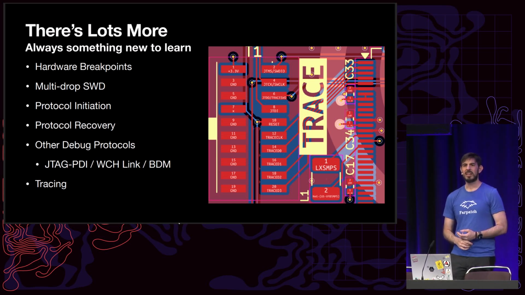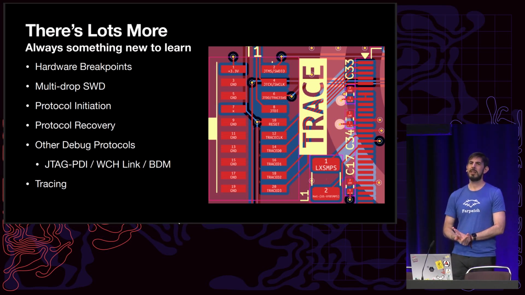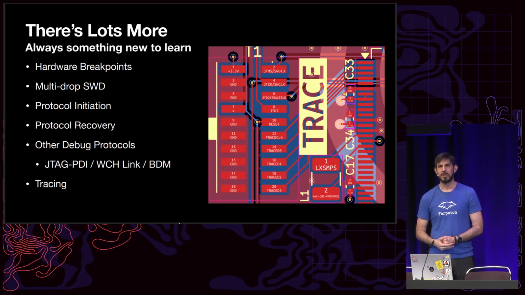We also didn't talk about any other debug protocols. There's JTAG PDI, which is how you do JTAG to AVR chips. There's WCH link, which is how you do a one-wire debug to some of the very cheap CH32, the very cheap 20-cent microcontrollers. BDM is the background debug mode that NXP has for their little 8-bit microcontrollers. There's lots more available out there. But anytime you encounter a new protocol, just ask yourself if you have those 8 things that we talked about earlier to let you know if it's even feasible to get debugging set up.